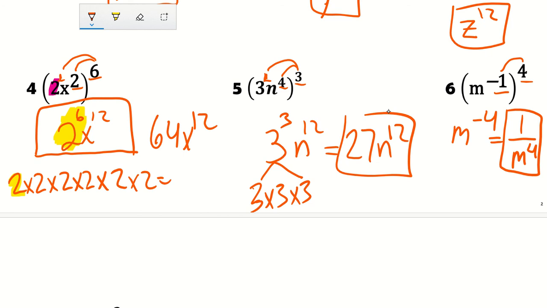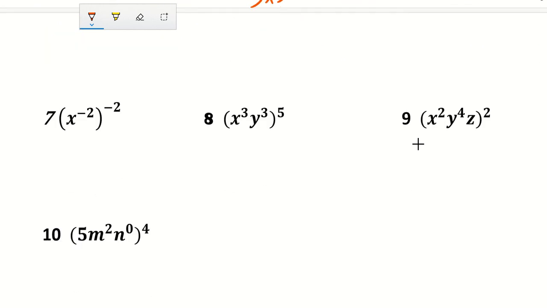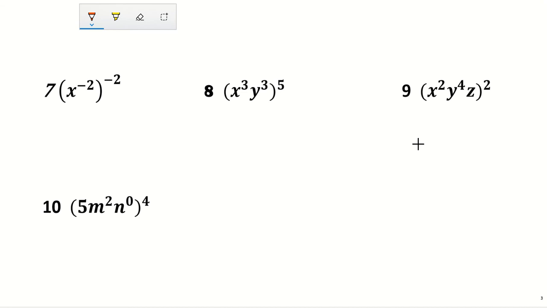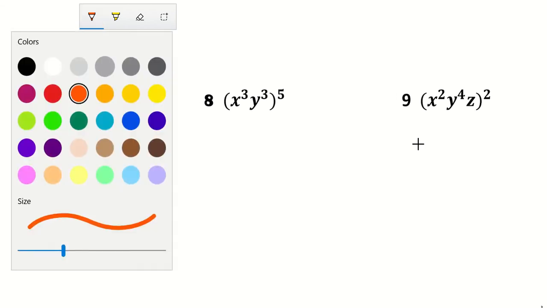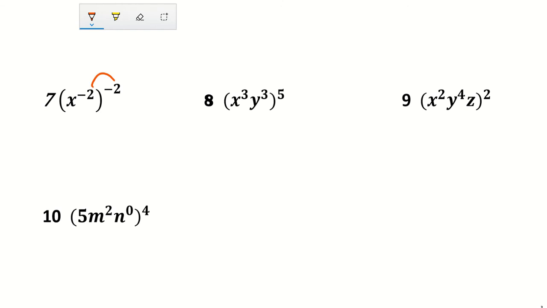Okay, so this one right here is a special case. We had to use one of the other rules that we learned in the previous videos. Take a look at number 7, guys. Let's go ahead and work this one out. We have a negative and a negative. So negative times a negative is a positive. So 2 times 2 is 4. Negative 2 times negative 2 is positive 4. So we don't have to do anything there. We're done.